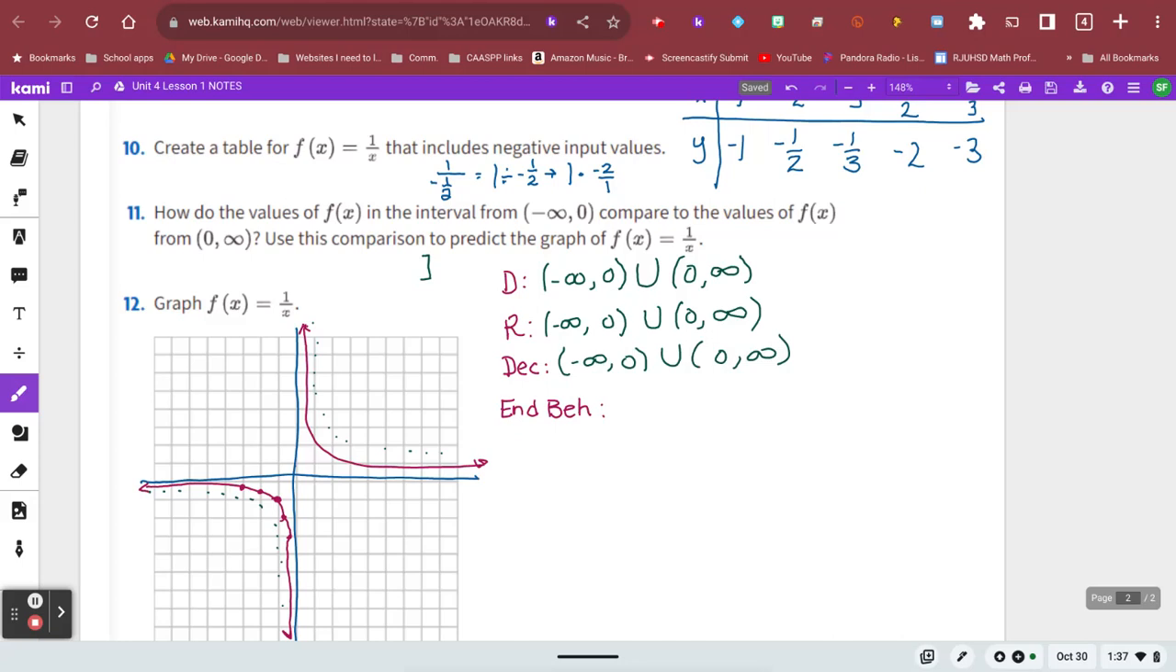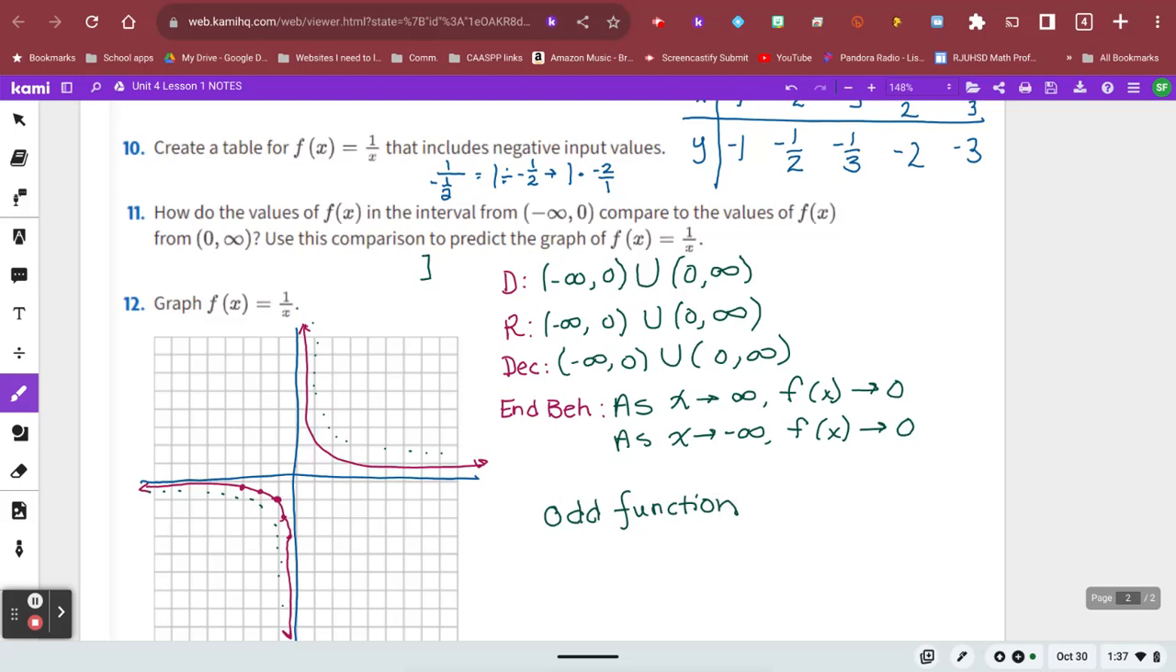Now the end behavior, as X goes towards infinity, f of X goes towards 0. And as X goes towards negative infinity, f of X is also going to go towards 0 because we're never going to reach it. And if we put in an answer here, this one is actually going to be an odd function, if you remember this from last chapter.